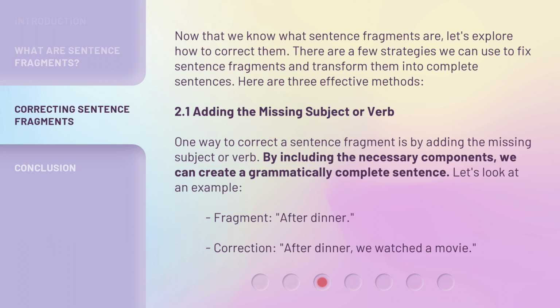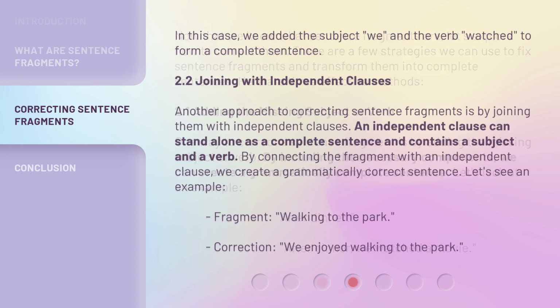2.1 Adding the missing subject or verb. One way to correct a sentence fragment is by adding the missing subject or verb. By including the necessary components, we can create a grammatically complete sentence. Let's look at an example. Fragment. After dinner. Correction. After dinner, we watched a movie. In this case, we added the subject, we, and the verb, watched, to form a complete sentence.